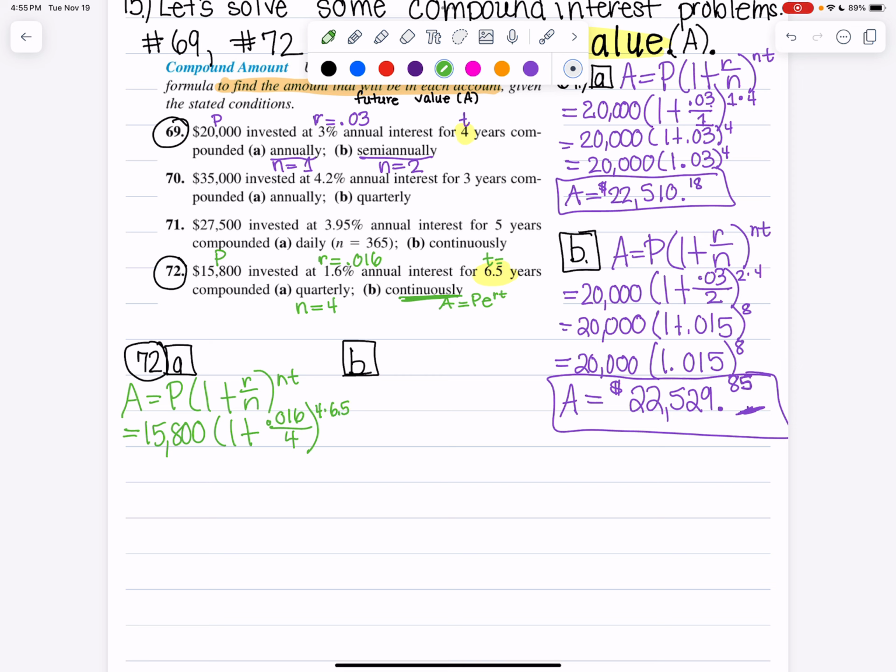Everybody with me? Now, here we're doing 15,800. I do not want to round early, you all. So I'm just dividing, getting 0.004 here, right? Now, all you have to do is multiply what 4 times 6.5 is. Okay, 4 times 6.5. I get 26. I did it on my other calculator, sorry. Is everybody with me? So you do it, see if you get the same thing that I get. Okay.